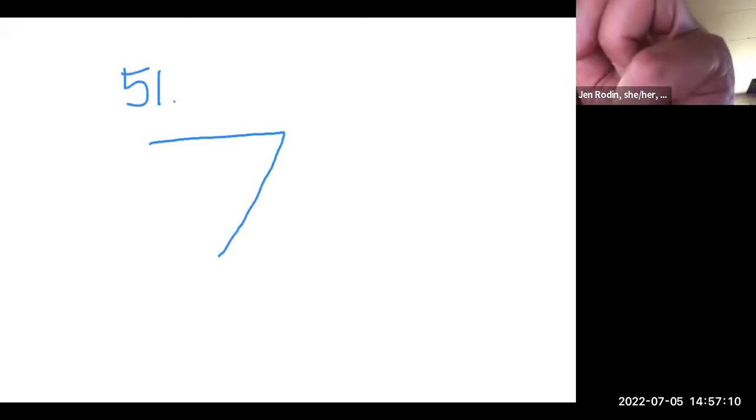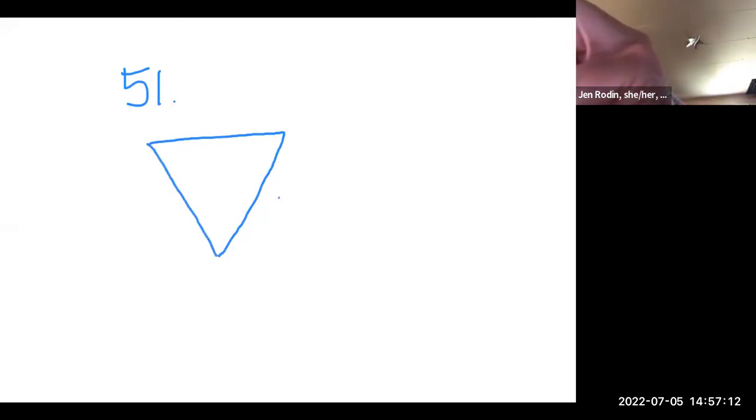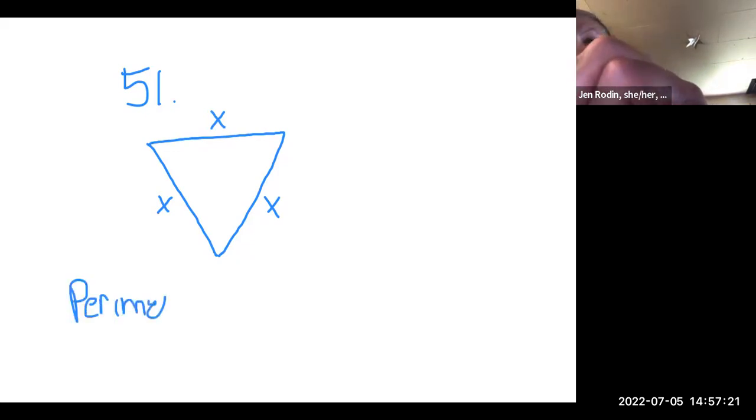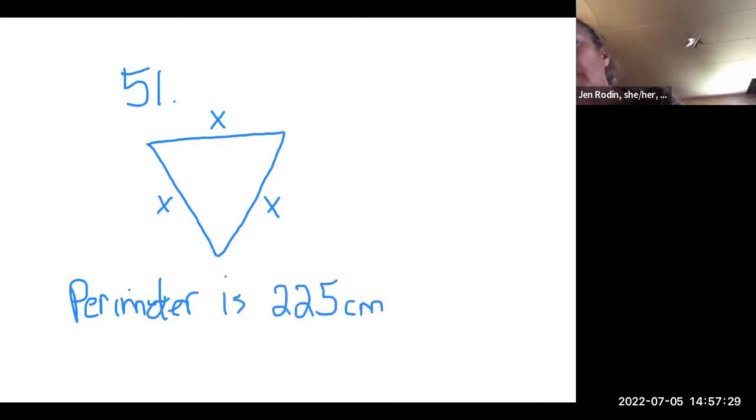This one was number 51, and it says a yield sign is a triangle with all sides equal. So they show the picture like this in the book, and then they say the perimeter of this sign, I wanted to explain that word, is 225 centimeters. Find the length of a side. Find x.